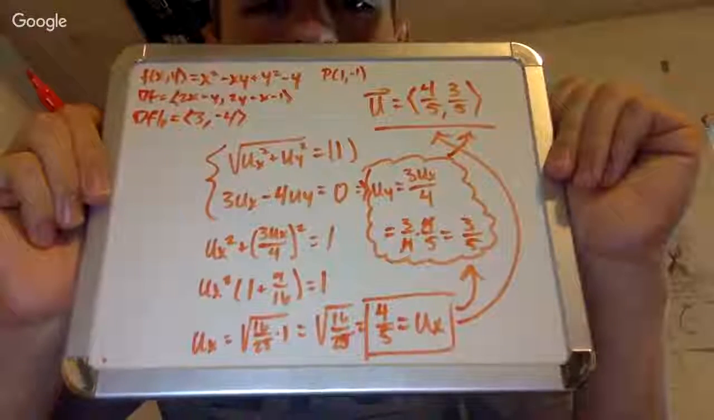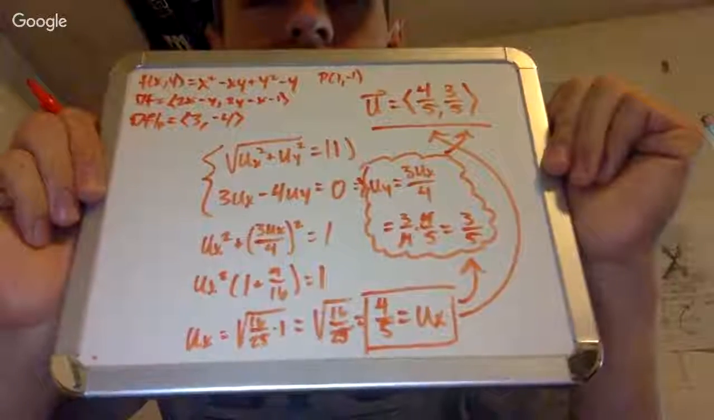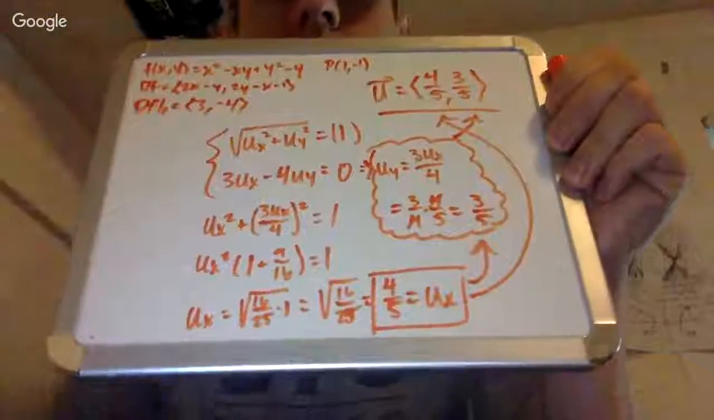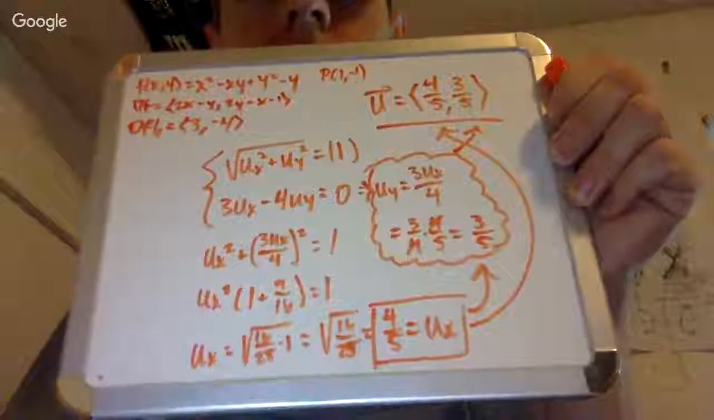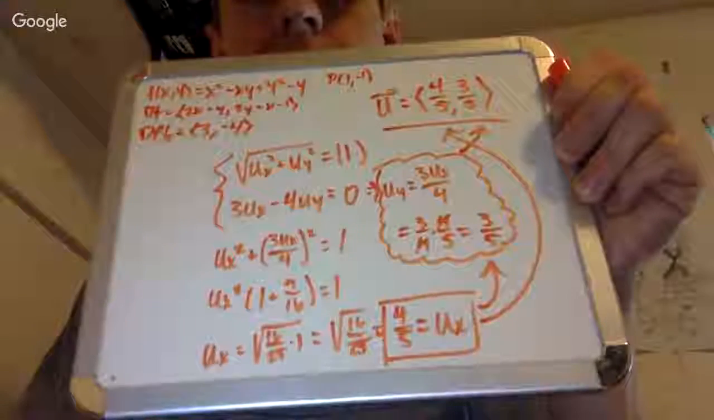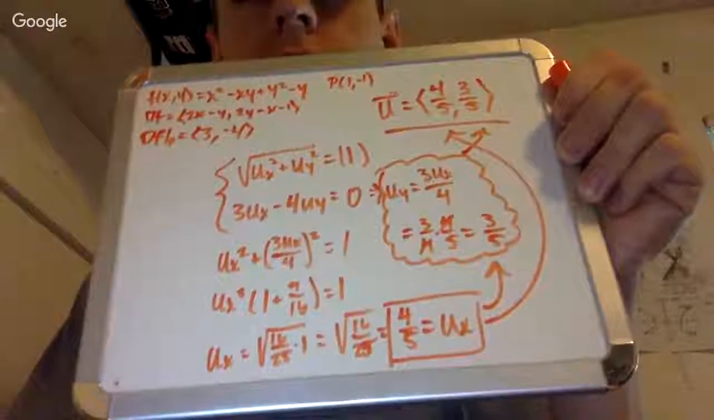And then, dang it, what did I do wrong? The answer is 4/5, right? Yeah. Oh, I have to take the square root. Yeah, it's 16 over 25 times 1. If you solve it all through and then square root both sides, it's 4/5. Okay, cool. Then you have a pretty simple equation after that to find U of Y. Just multiply by 4 and divide by 3. Okay, cool. All right, so 4/5 and 3/5.